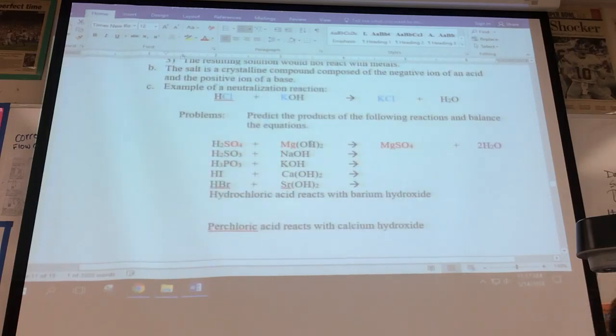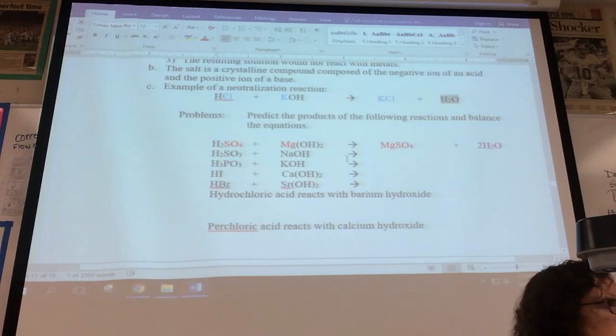Here's an example of a neutralization reaction, and again, this is why it's important that you know how to write chemical formulas for acids and bases in order to predict products of a neutralization reaction. You've got hydrochloric acid reacting with potassium hydroxide to generate potassium chloride and water. So the inside, there's the salt, potassium chloride. Make sure you write the metallic cation first. The other product's always water.